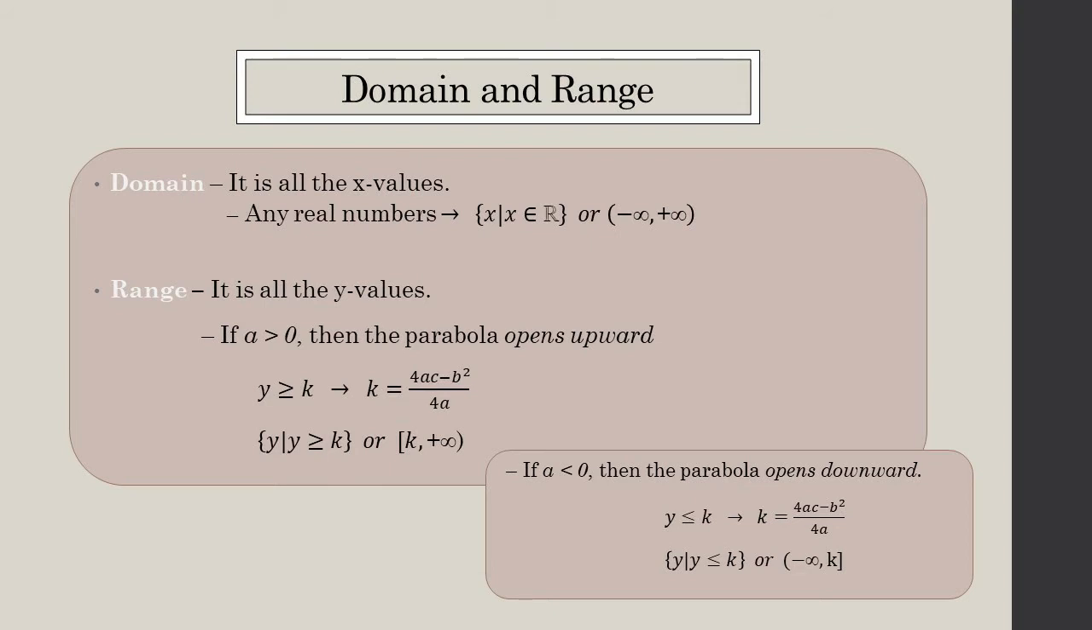Since the parabola here is facing upward, we can say that y will be greater than or equal to our minimum value k, by simply using the formula k is equal to 4ac minus b squared all over 4a. Now, if a is less than 0, then the parabola opens downward. We can say that y will be less than or equal to our maximum value k, using the same formula, k is equal to 4ac minus b squared all over 4a.